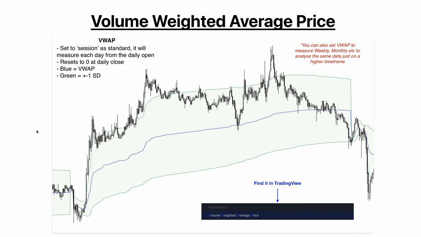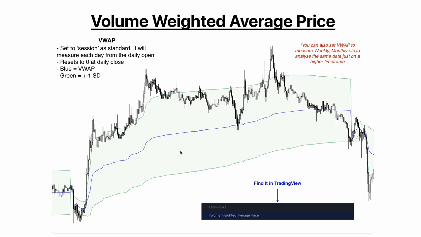The volume weighted average price can be viewed on any time frame, but the most common is the session time frame, which takes it from the daily open to the daily close and is used for intraday trading. Very, very useful. You can also view it on other time frames, weekly, monthly, or even yearly.